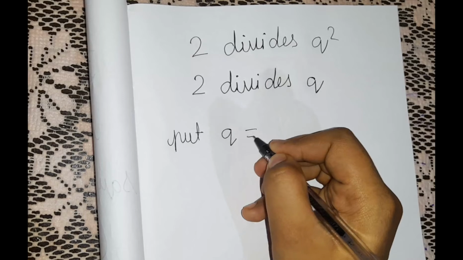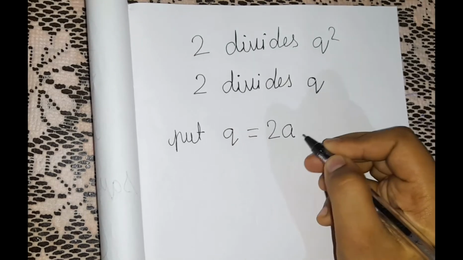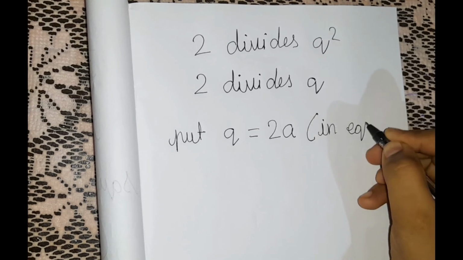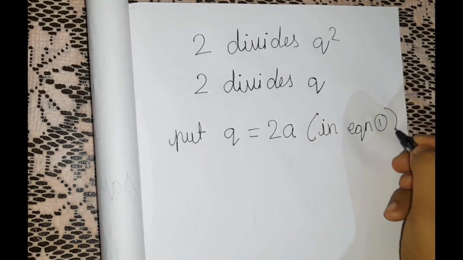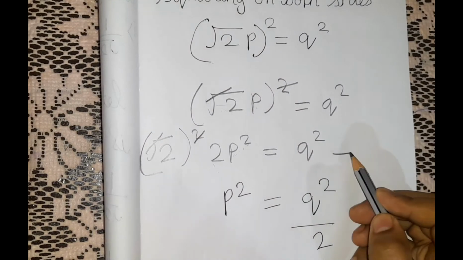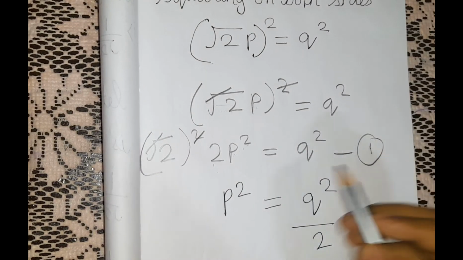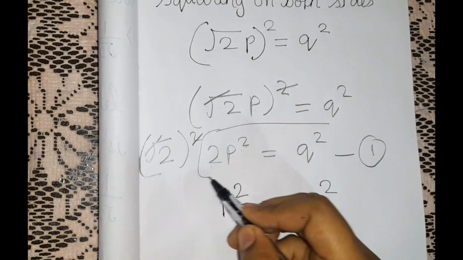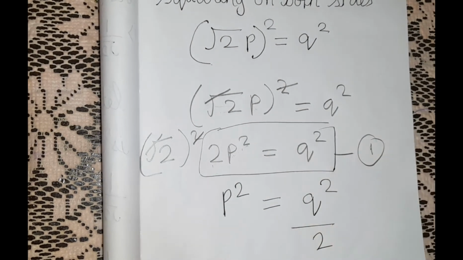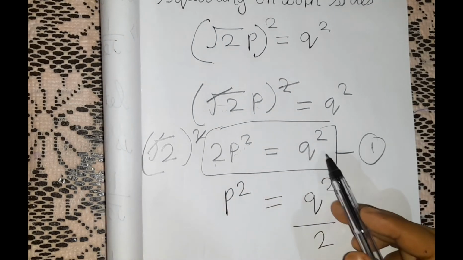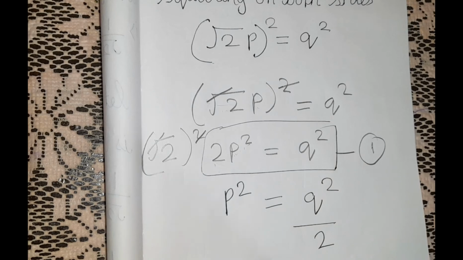So now what we shall do is put q is equal to 2a, because it was in equation 1. So let me show that. So here this is equation 1. We are going to take this form, that is 2p square is equal to q square. So here instead of q we are going to write 2a. Now let's write the form.